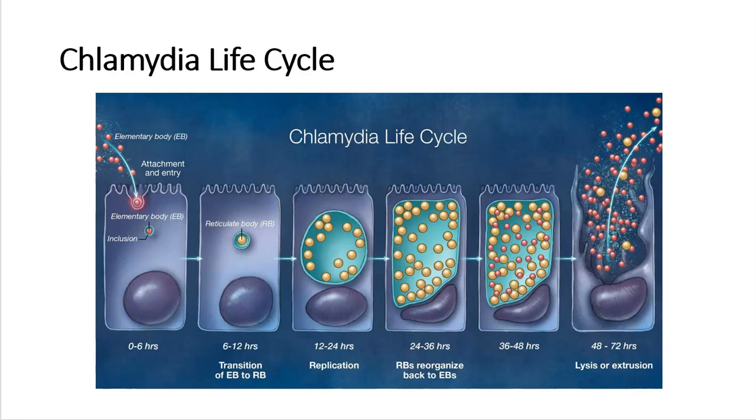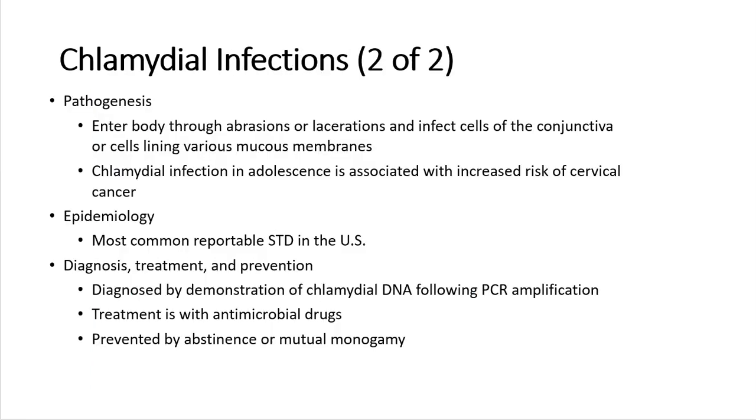And what happens is there's the life cycle. The elementary body gets in, and within 6 to 12 hours, it becomes a reticulate body, and it replicates and replicates. And within 48 to 72 hours, it lyses the cell and starts to spread. Yeah, real nice. So it enters the body through abrasions or lacerations, and infects the cells. You can get it in mucous membranes, conjunctiva of the eye.